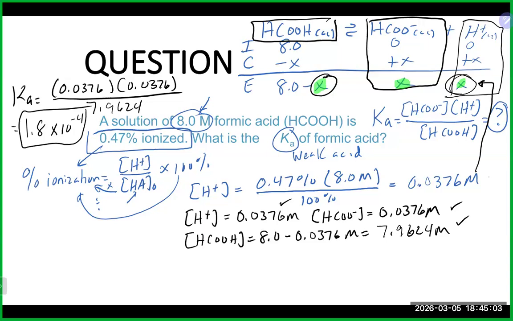So again, that is basically the check to our assumption calculation. Where we're really checking is the percent ionization. And as long as it's less than 5% ionized, it is a good situation.